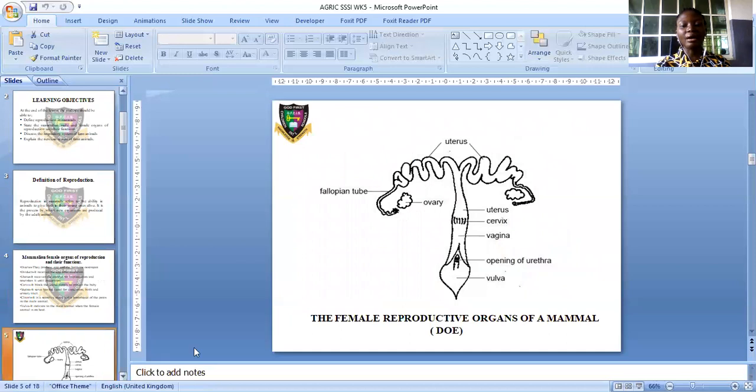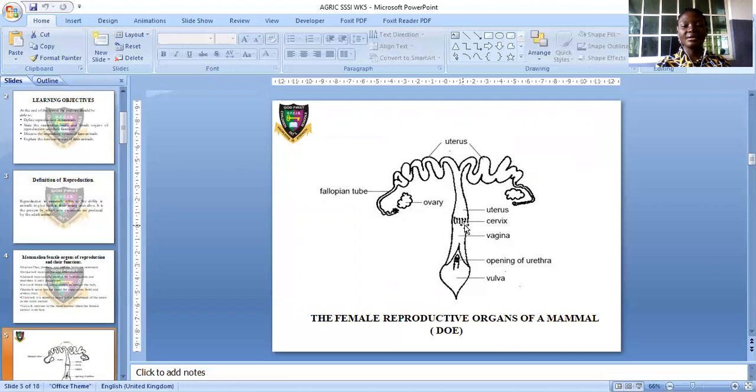So this is the diagram of the female reproductive organ of a mammal, and this is a female goat called a doe. Now this is the ovary. The ovary will release the egg. That's the function of the ovary. And this is the fallopian tube or the oviduct, where the eggs will swing into. Now this is the uterus, that is the womb.